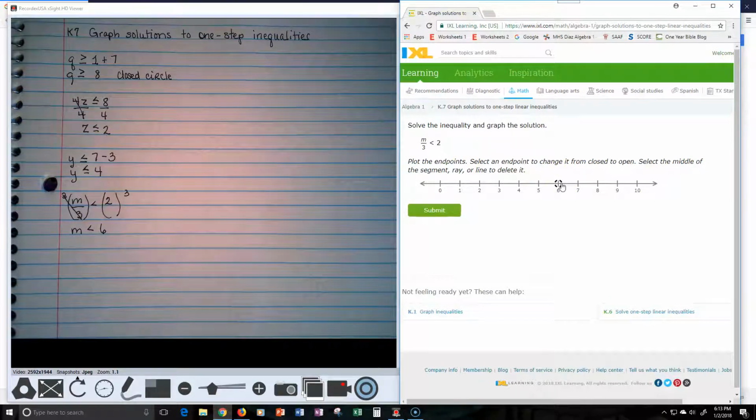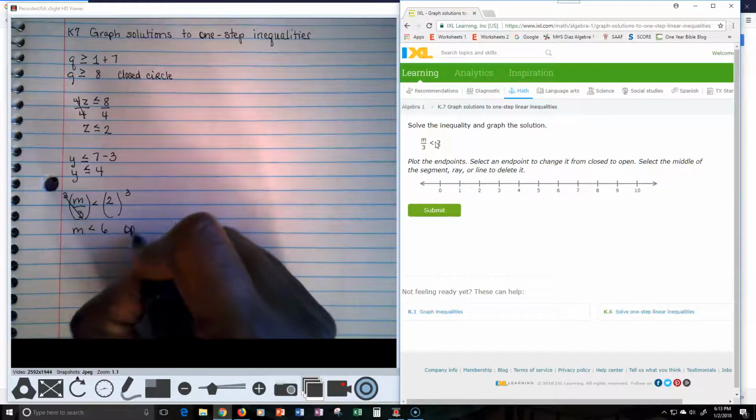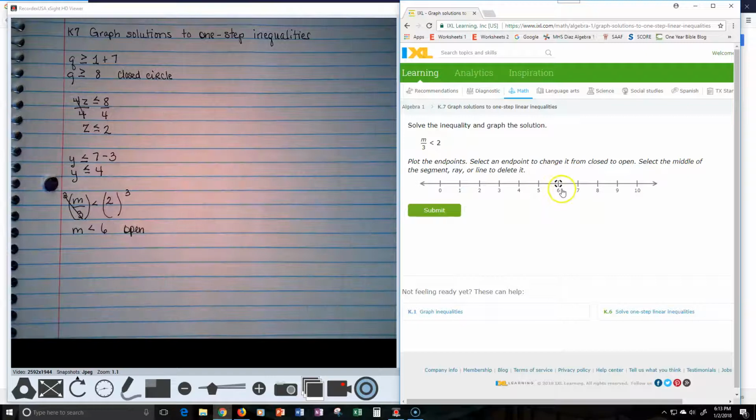Now notice this time that we have a less than symbol, not less than or equal to. So the circle has to be open. It doesn't include the value of 6. It just says start at 6. So you click twice and then move your arrow in the appropriate direction.